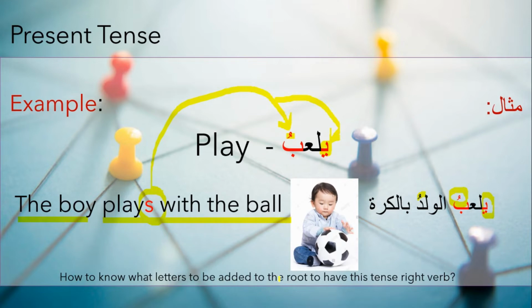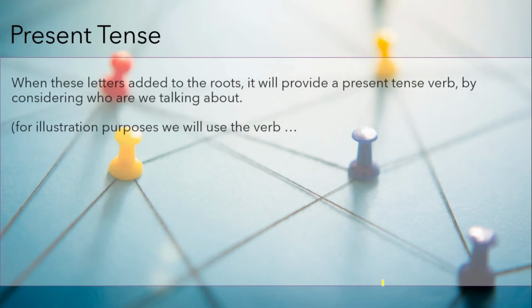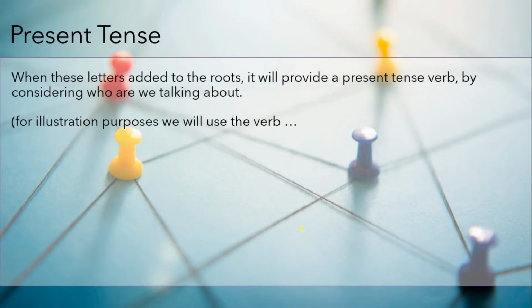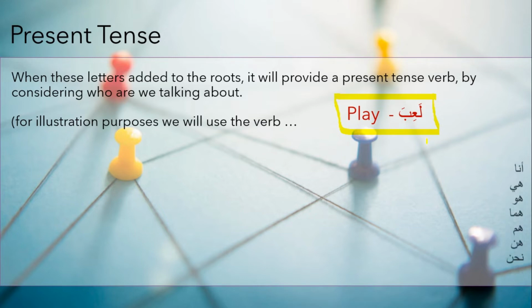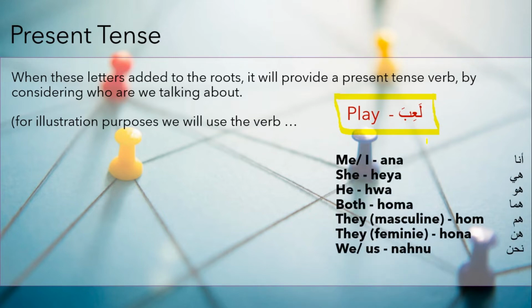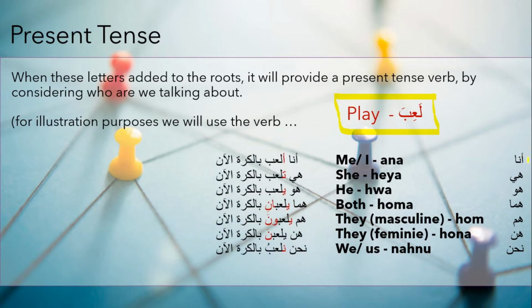So what are the suffixes and prefixes that we need to add to have this verb in the right way? These suffixes will be added to the roots, but we have to consider who we are talking about. So for illustration purposes, as I told you before, I'm going to use exactly the same verb, which is لعب, which is play. I'm going to use it with all of those pronouns. So أنا, which is me, I, أنا.